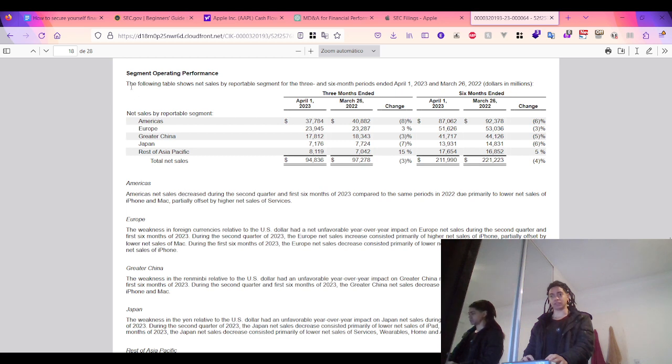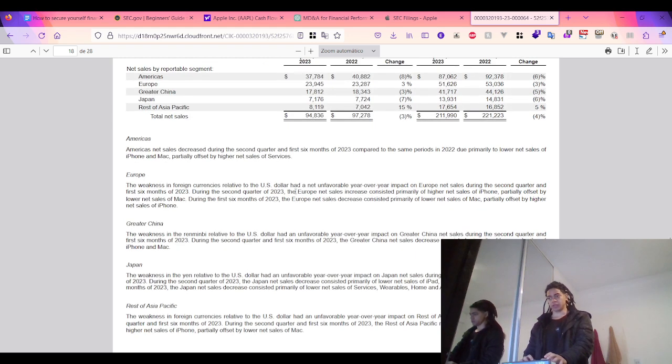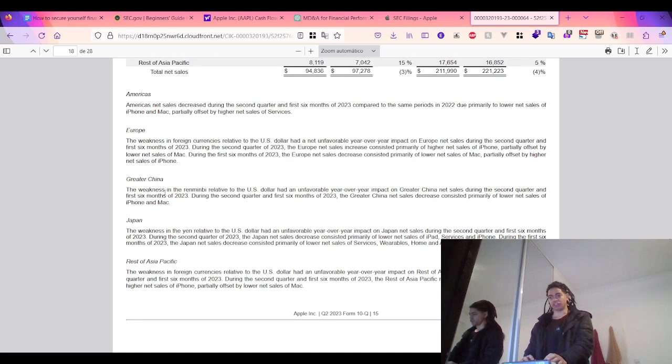For example, in Americas, iPhone net sales decreased during the second quarter here. The dollar had a net unfavorable year-over-year impact on Europe net sales during the second quarter. The Europe net sales decrease consisted primarily of lower net sales of Mac, partially offset by higher net sales of iPhone. In Greater China, the weakness in the renminbi relative to the US dollar had an unfavorable year-over-year impact on Greater China's sales.